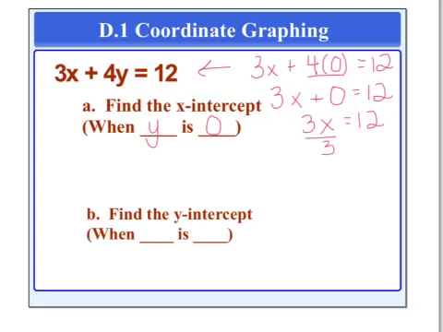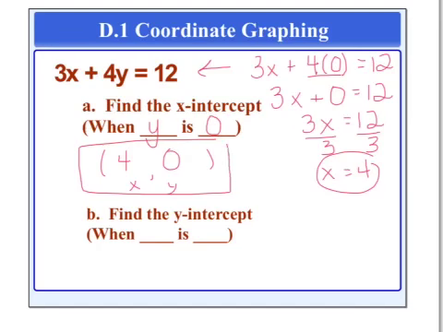Divide by 3, and x equals 4. So my coordinates would be, remember it goes x and then y. We said my x was 4 and my y was 0. So here would be our x-intercept. Now we've got to find the y-intercept.